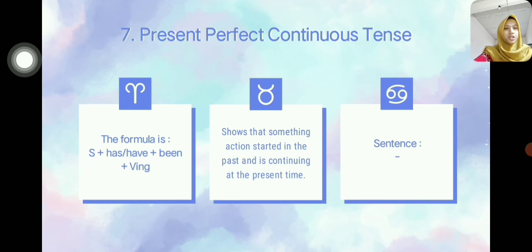Present perfect continuous tense has the formula: subject plus has or have plus been plus verb-ing. Present perfect continuous tense shows that an action started in the past and is continuing at the present time. But in this movie, I could not find an example of present perfect continuous tense because there is no sentence which is suitable with the formula.